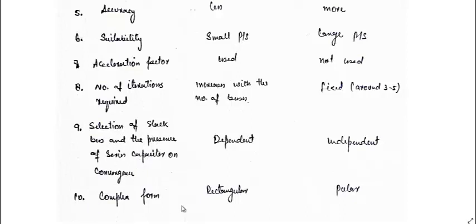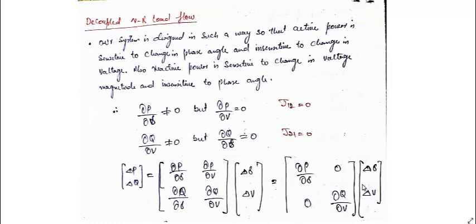Complex form: usually we use the rectangular form in the Gauss-Seidel method, and in the case of the Newton-Raphson method we use the polar form. There are certain advantages, we will not go into that, but this is usually the case. So let us now come to the decoupled Newton-Raphson load flow. It is also known as an approximation to the Newton-Raphson method.